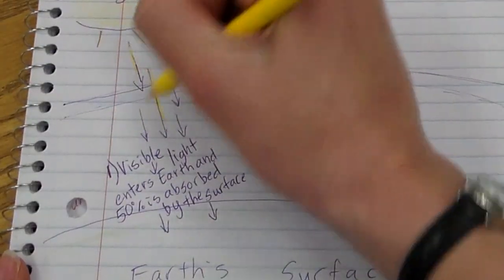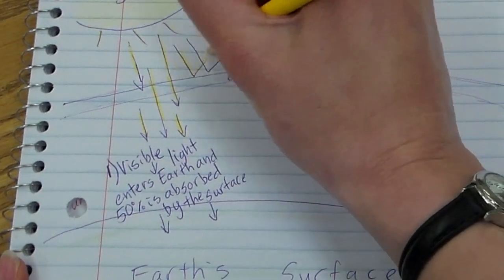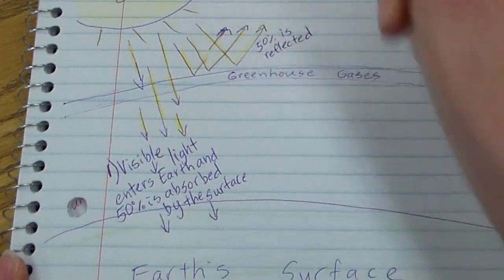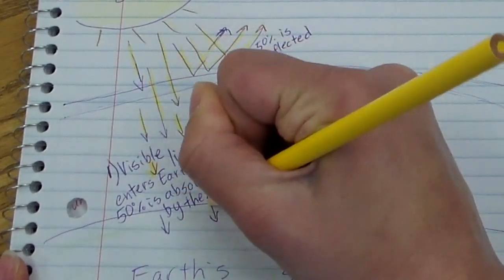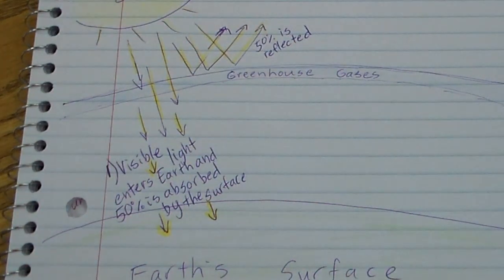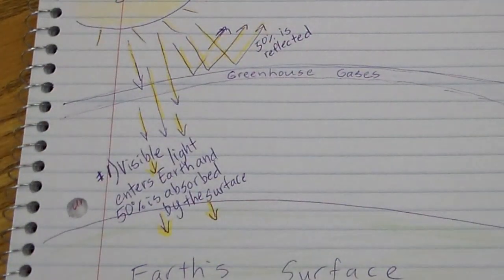I'm just going to add some yellow here over my pen. So again, visible light is going to enter Earth, and only about 50% of that is actually going to reach the ground and the surface. The rest is going to be reflected by clouds or by the gases in the atmosphere, or it might even hit the ocean and bounce off and go back out and not get absorbed. So that is step number 1 of the greenhouse effect.